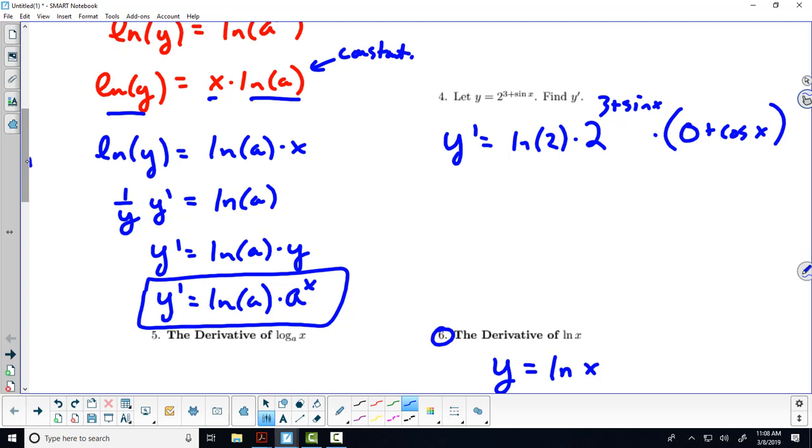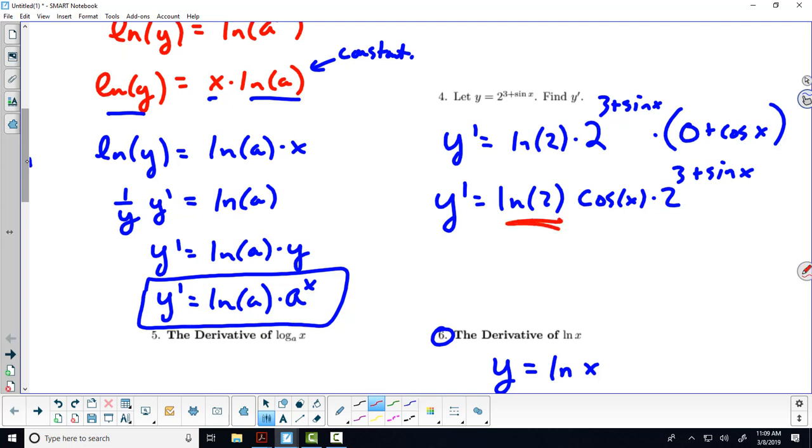Okay. We can clean this up a little bit. We get y prime is equal to natural log of 2 times the cosine of x times 2 to the 3 plus sine of x. There's other ways to write it. But normally, it is customary to put the constant out in front.